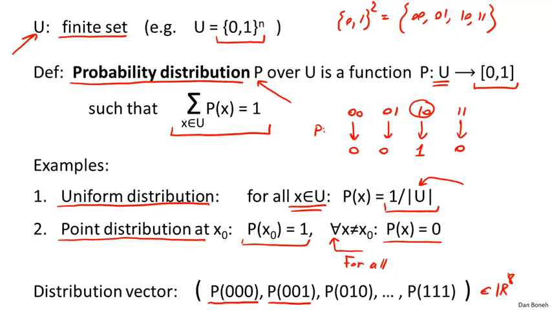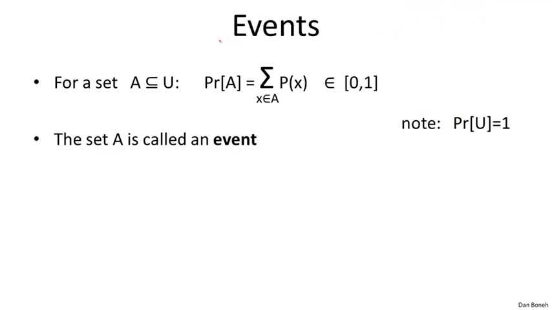The next thing I want to do is define the concept of an event. So consider a subset A of our universe, and I'll define the probability of this subset to be simply the sum of the weights of all the elements in the set A. In other words, I'm summing over all x in A the weight of these elements x in the set A. Now, because the sum over the entire universe of all weights needs to be 1, this means that if we look at the probability of the entire universe, basically we get 1. And if we look at the probability of a subset of the universe, we're going to get some number in the interval 0 to 1.